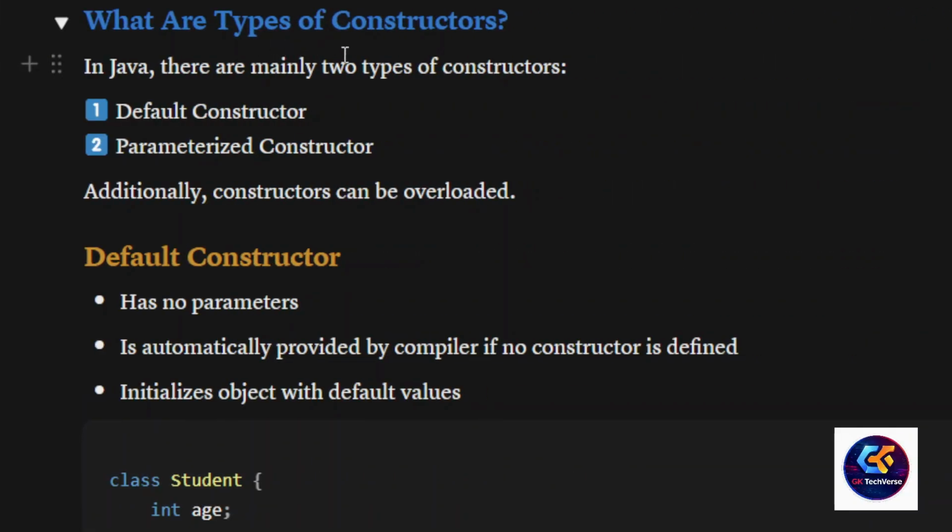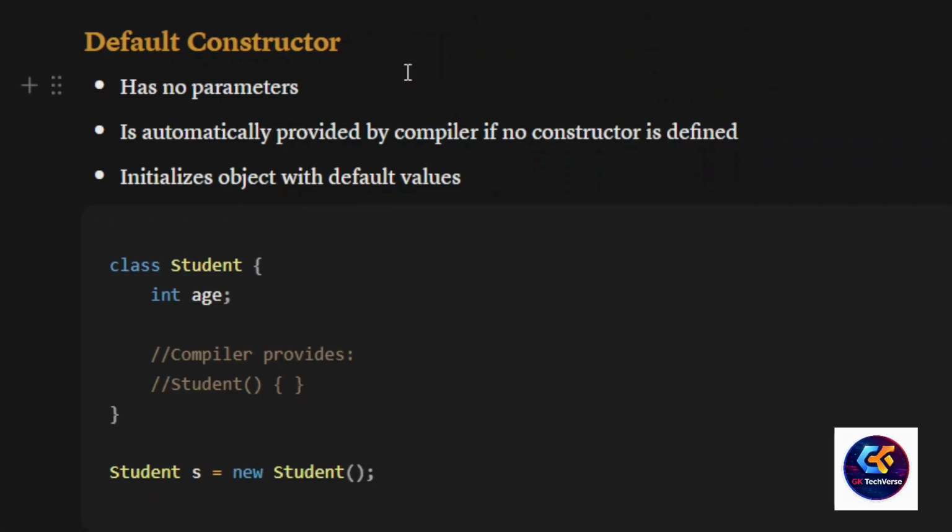What are types of constructors? In Java, there are mainly two types of constructors. One is default constructor. Second one is parameterized constructor. So what is default constructor? Default constructor has no parameters. It is automatically provided by compiler if no constructor is defined, which initializes object with default values.